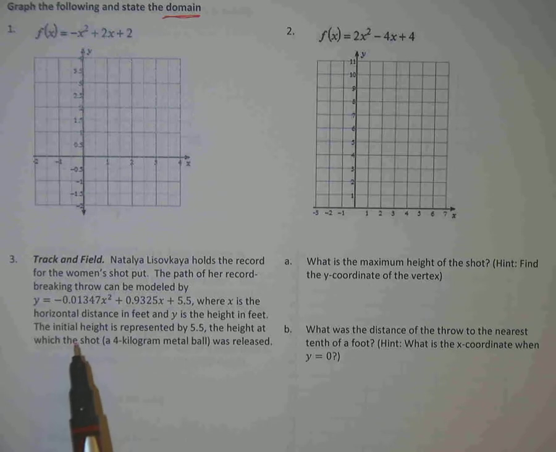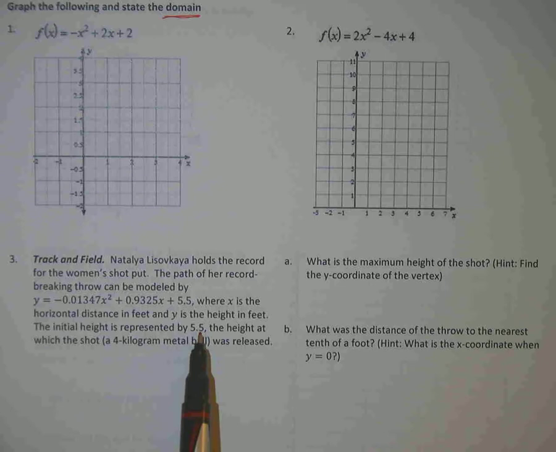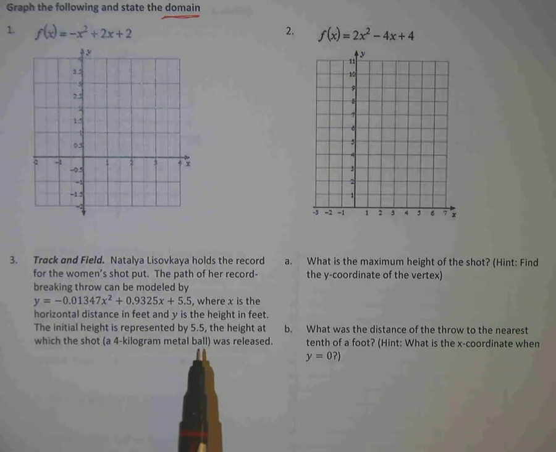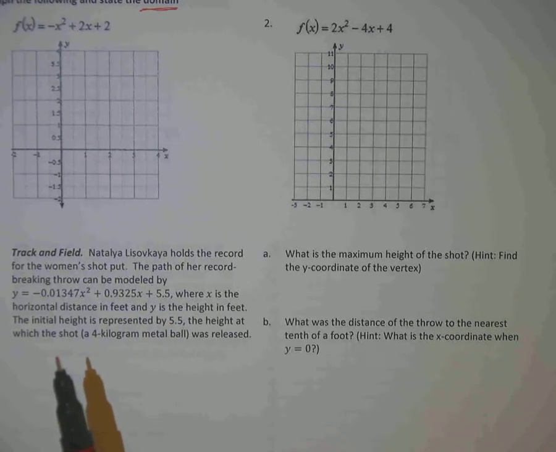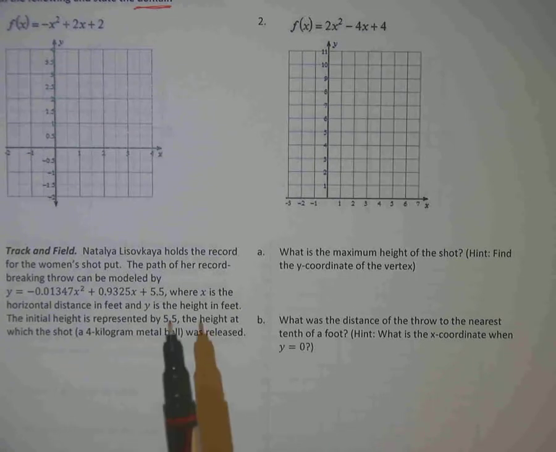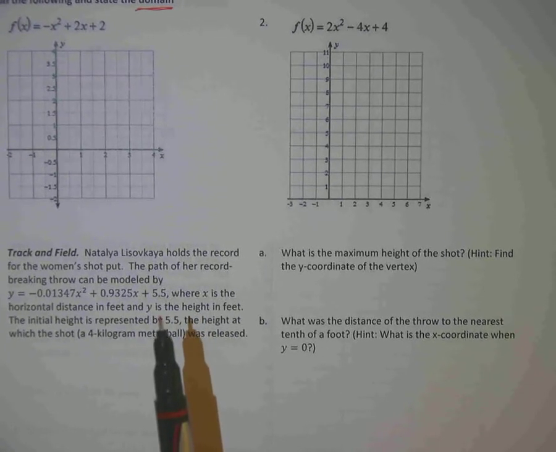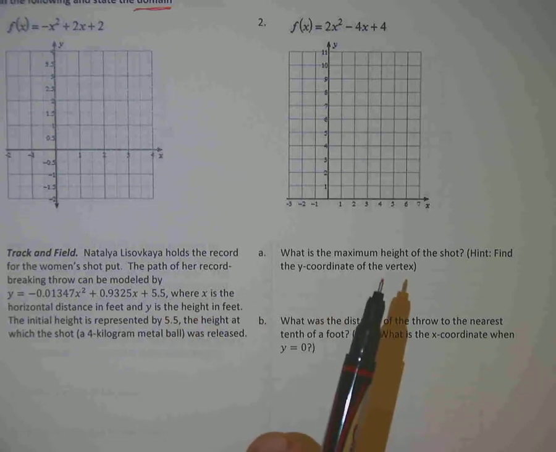The initial height is represented by the 5.5. The height at which the shot, which is just again a 4-kilogram metal ball, was released. So that's like where her arm got extended to before she let go of it. That distance from where that shot was to the ground was 5.5 feet. That's all that part's saying. So what we're trying to find here is the maximum height of the shot, so that's going to be the y-coordinate of the vertex.